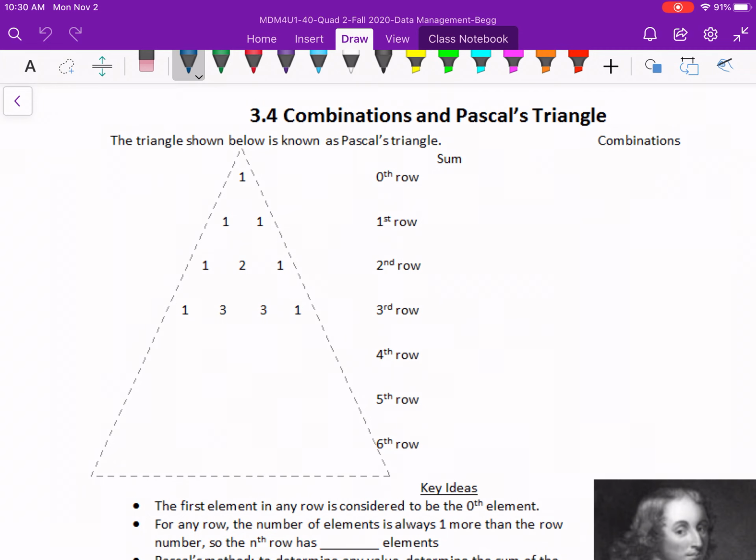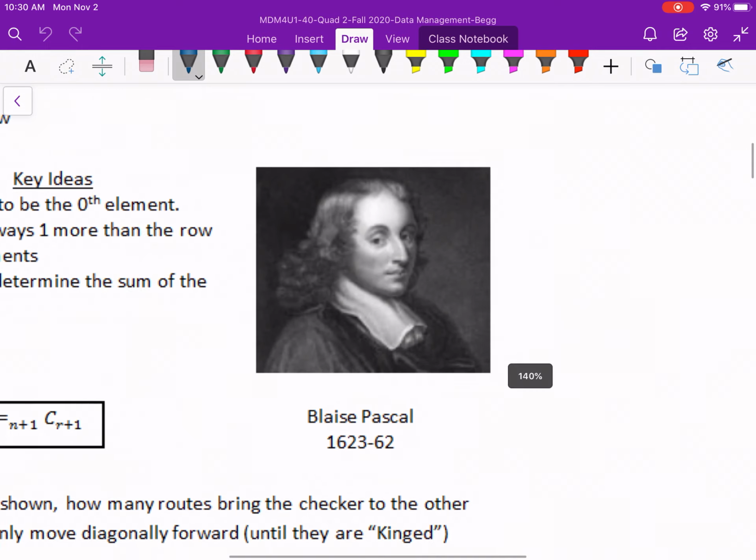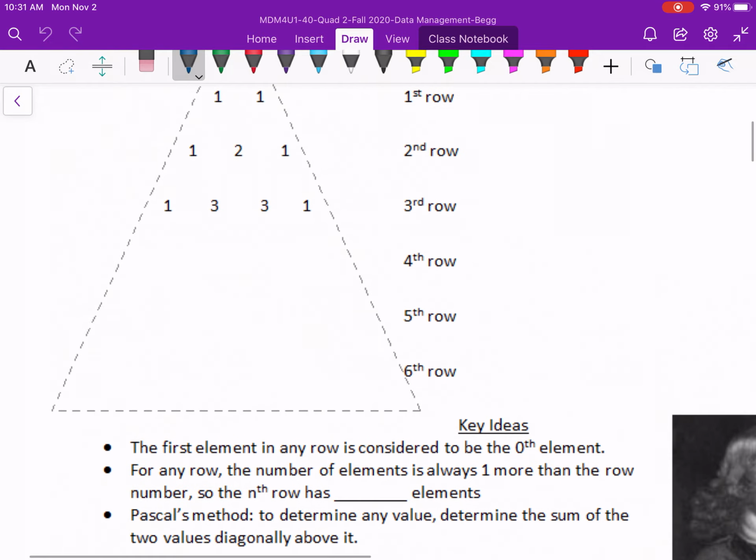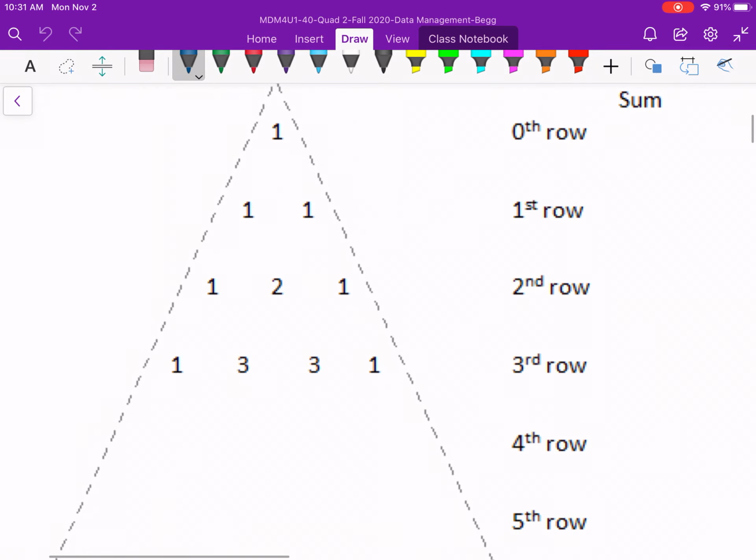So the triangle shown below is known as Pascal's triangle, and it's a pattern. It was formalized by a French mathematician. As you can see, he was born about 400 years ago, so this idea has been around for a while. And the idea behind the triangle is we form new items in the triangle using this pattern. If I take two numbers, say 1 plus 2, and add them together, we get the number that we place between them and below. So 1 plus 2 equals 3.